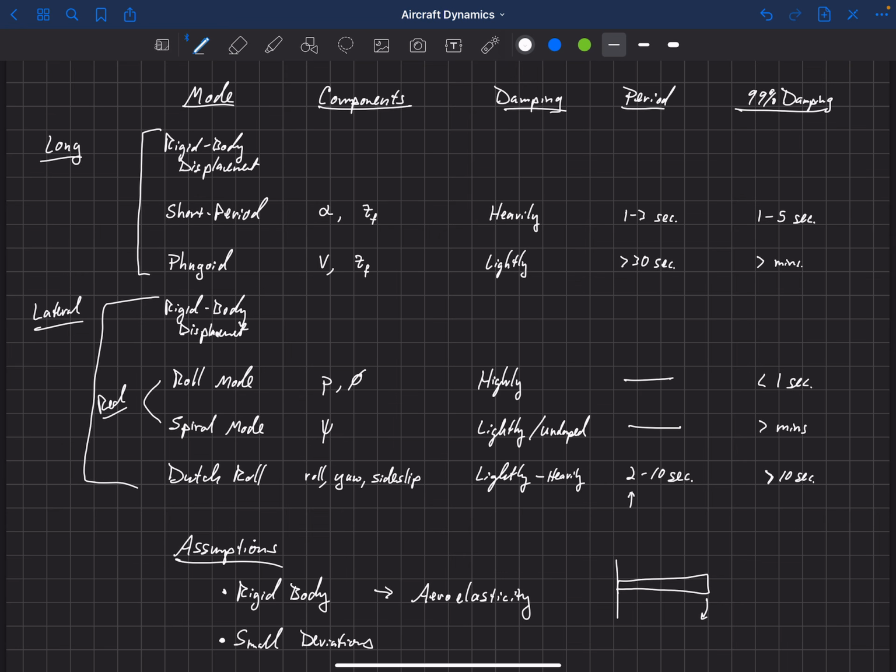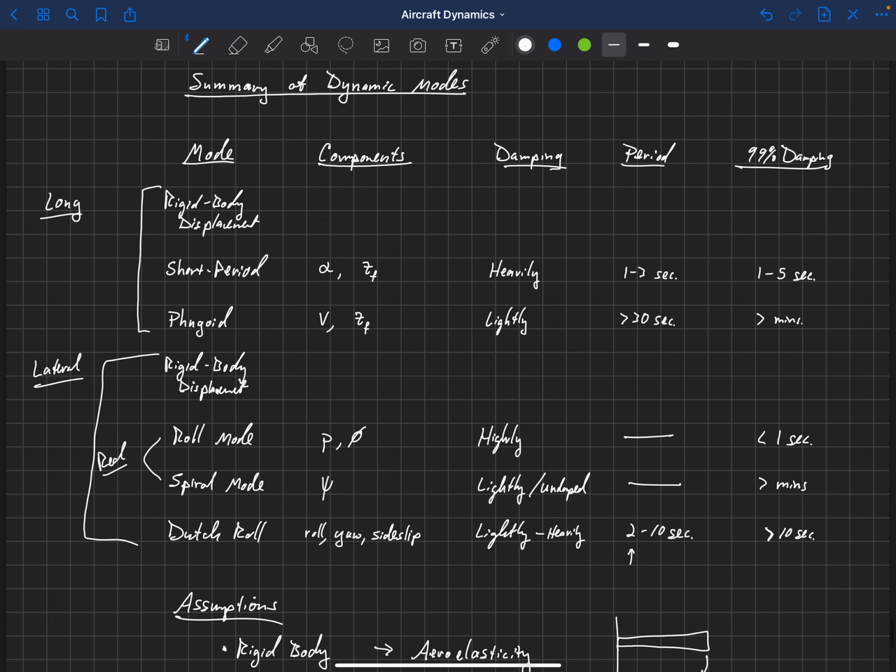Okay, so these are a couple assumptions just to keep in mind. And again, this has just been a summary of the dynamic modes, going over both the longitudinal and lateral modes. And hopefully at this point, you could get information out of your eigensolver and pick through the eigenvectors and the eigenvalues, and be able to figure out which modes are which, and perform a complete analysis and learn a whole lot about any particular aircraft that you're designing.